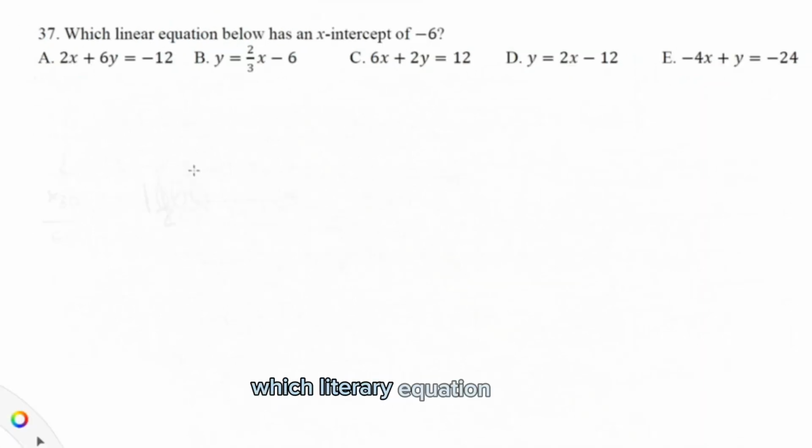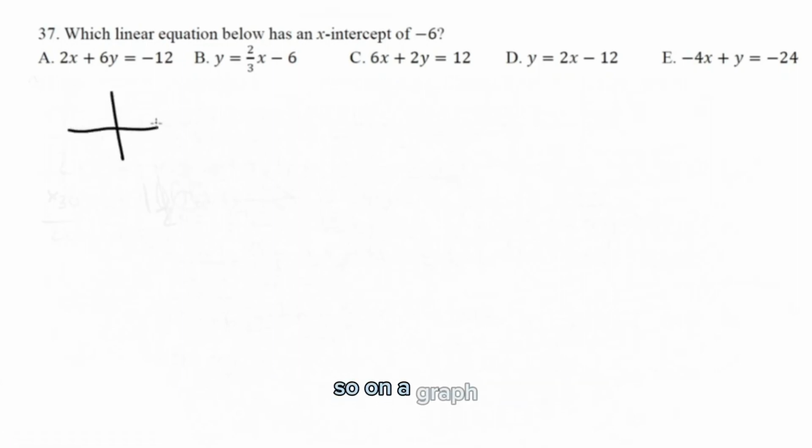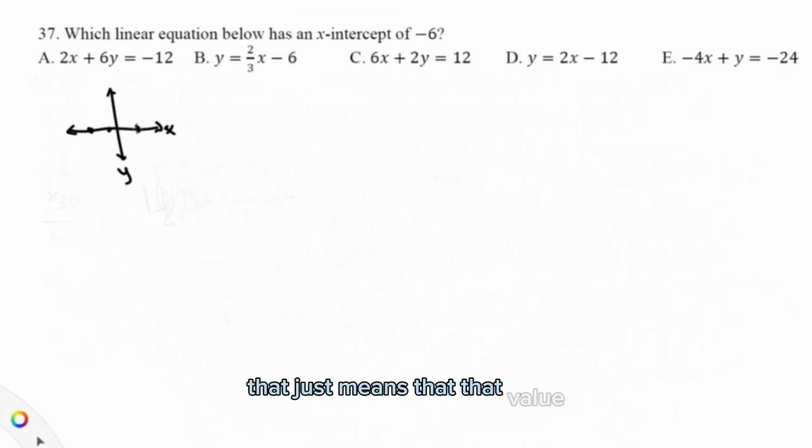Next, number 37. Which linear equation below has an x-intercept of negative 6? Alright, so how do we find the x-intercept? Well, let's take a look at a graph. So on a graph, the x-intercept occurs when the y value, this is the y-axis right here, is at 0, which is this line, or the x-axis right here. So when the y value is at 0, anywhere along this line, that just means that value is the x-intercept of the linear equation.